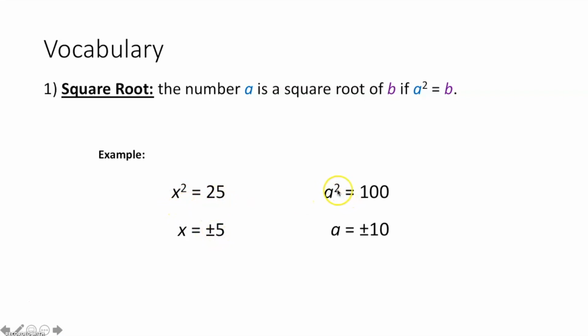Same thing over here. a squared is equal to 100. If I square root both sides, the square root of a squared is a. The square root of 100 would be plus or minus 10, because in this particular equation, if I plug in 10 for a, 10 squared is equal to 100. If I plug in negative 10, negative 10 squared is also equal to 100.